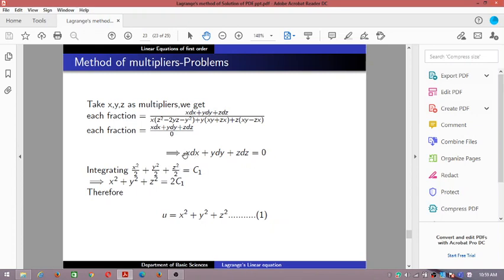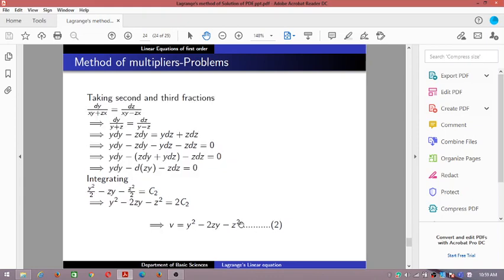We integrate. The first term is x square by 2, plus the second term becomes y square by 2, plus the third term becomes z square by 2, equal to c1. Now we multiply throughout by 2. We get x square plus y square plus z square equal to 2c1, or the first function u of x, y, z is equal to x square plus y square plus z square.